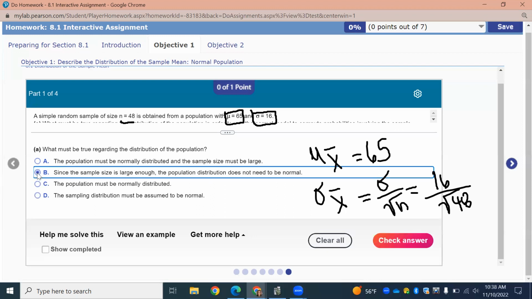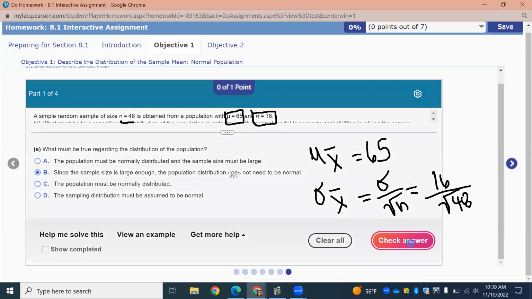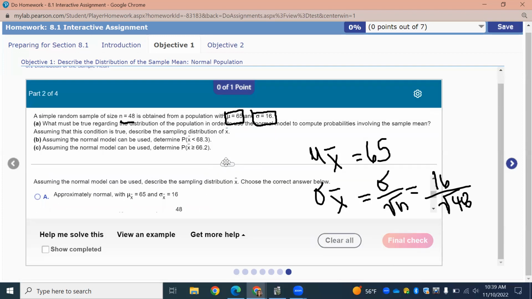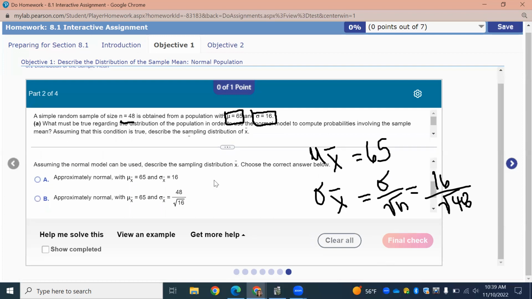Now, D is the one that I feel is close to being true. The sampling distribution must be assumed to be normal. Well, we don't really assume it unless either the original is normal or the sample size is big enough. So I feel like D is trying to get you. We can't just assume it. We have to make sure A, the sample size is bigger than 30, or B, they say the population is normally distributed. For this problem, it doesn't say anything about the population being normally distributed, so we have to check the sample size, which is 48, which is good enough.